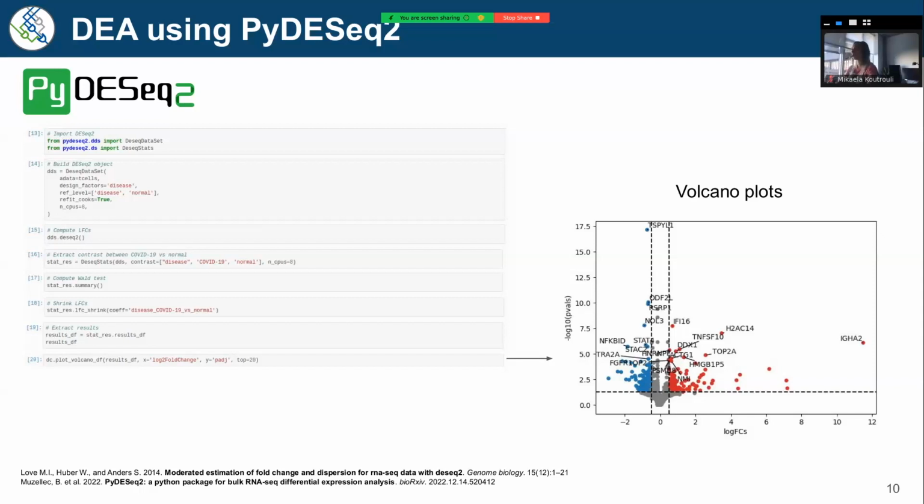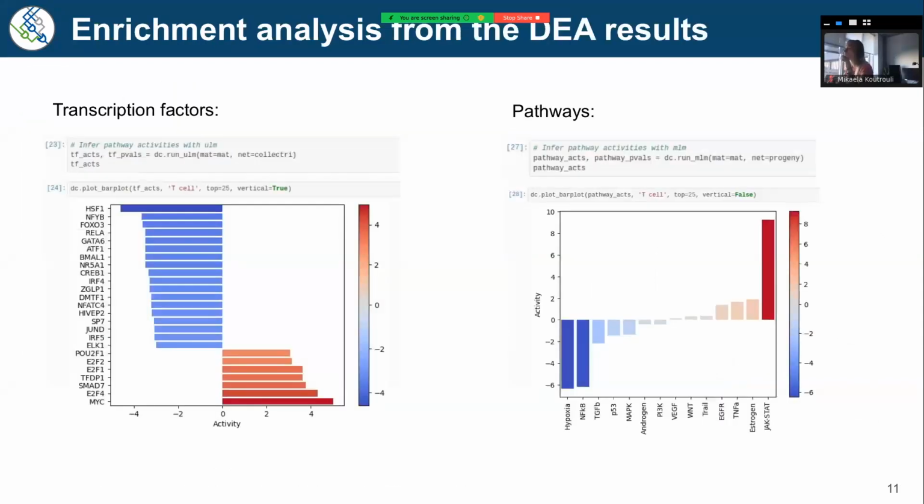Then, as I was mentioning, we can actually perform enrichment analysis from the results of differential expression testing. And again, here we show that with a very simple one-liner, we can run this method called univariate linear model. And we can easily visualize the results. So for example, for T cells in these COVID samples, we see an increase in activity for these transcription factors and a decrease in activity for these ones. And the same for pathways. Obviously, it's kind of expected. We see an increase in JAK-STAT. Those are T cells, so we expect some immune response, right?